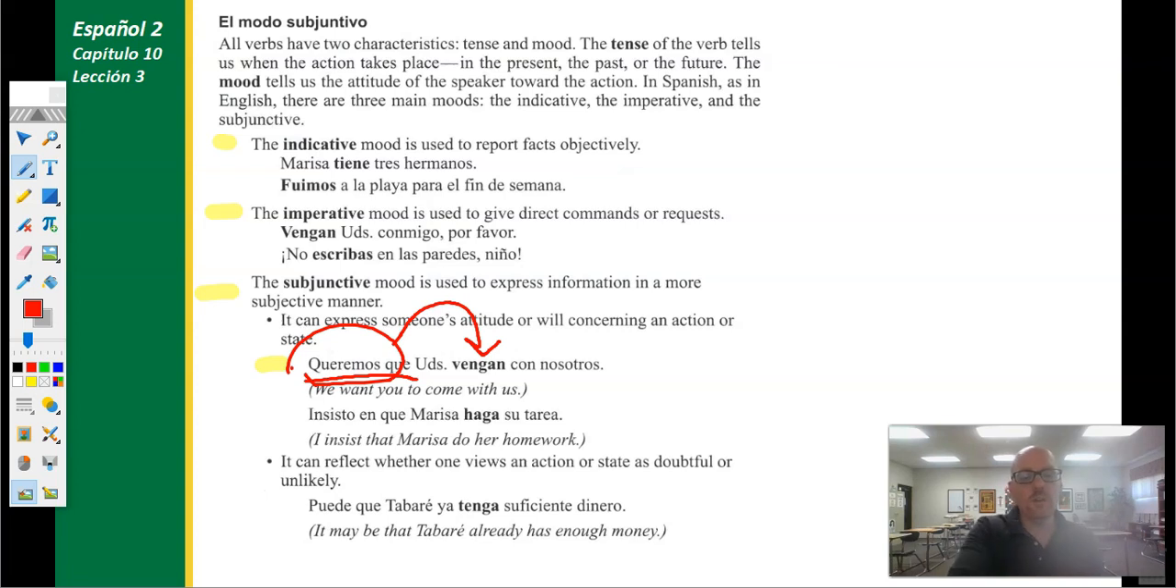It can reflect whether one views an action or state as doubtful or unlikely. If something is contrary to reality or is unlikely to happen, then we would use the subjunctive as well. Look at the one right here at the bottom of the screen. Puede que Tabaré ya tenga suficiente dinero. Puede que is an expression that it could be, it might be, that Tabaré already has enough money. Not sure, but it's possible. And that idea of doubt is what triggered the subjunctive to be used right there in the dependent clause, the subordinate clause. Tenga suficiente dinero.